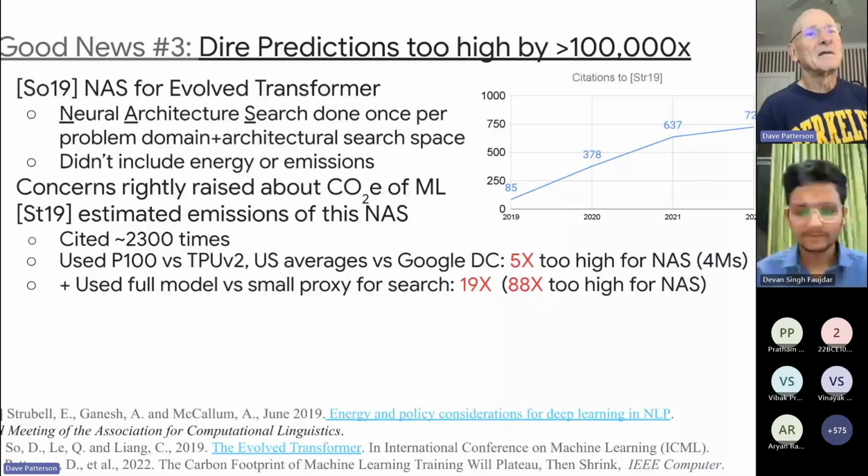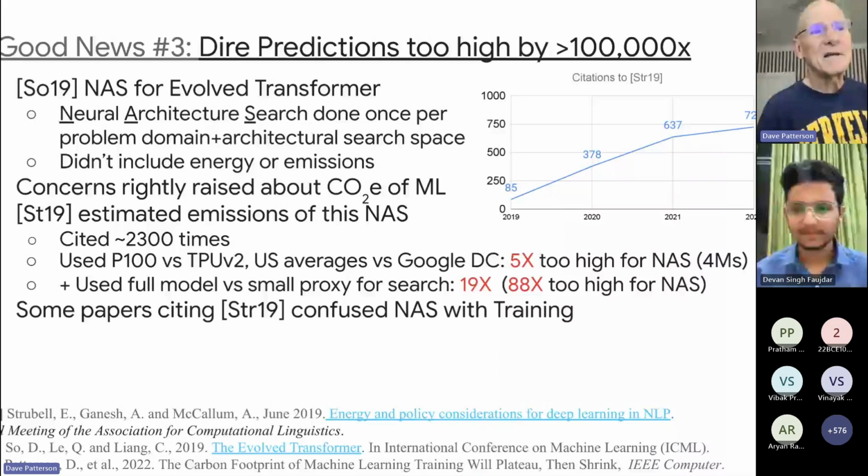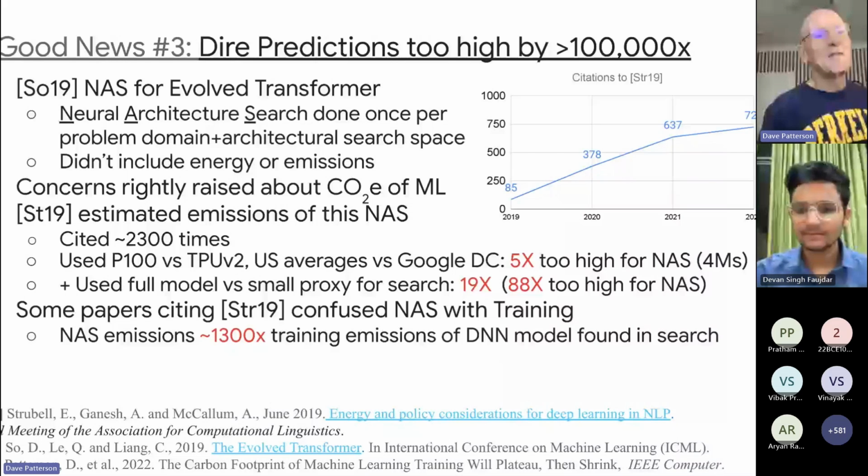Unfortunately, the authors of this widely cited paper didn't understand what a neural architecture search was. They thought it was the training of the model that you discovered. They thought it wasn't the search for Evolved Transformer, but how much energy it takes to train Evolved Transformer. And that's a bad confusion, because the emissions from training are 1,300 times less than the emissions for searching the model. Searching is much more expensive than training the model you ended up with.